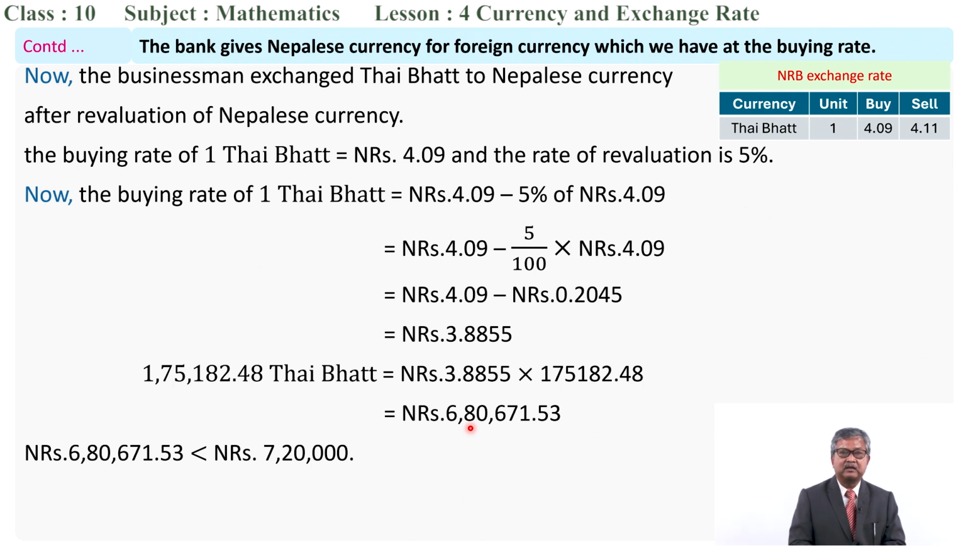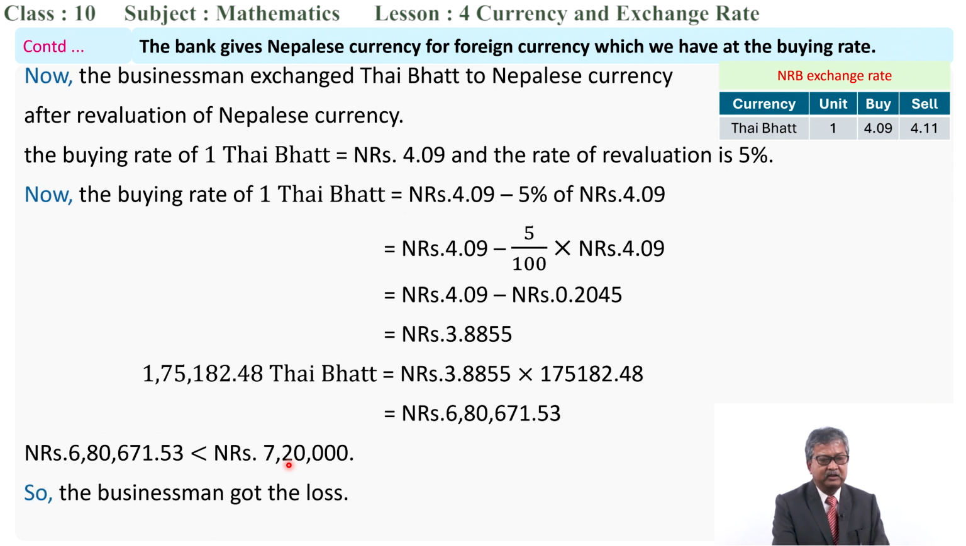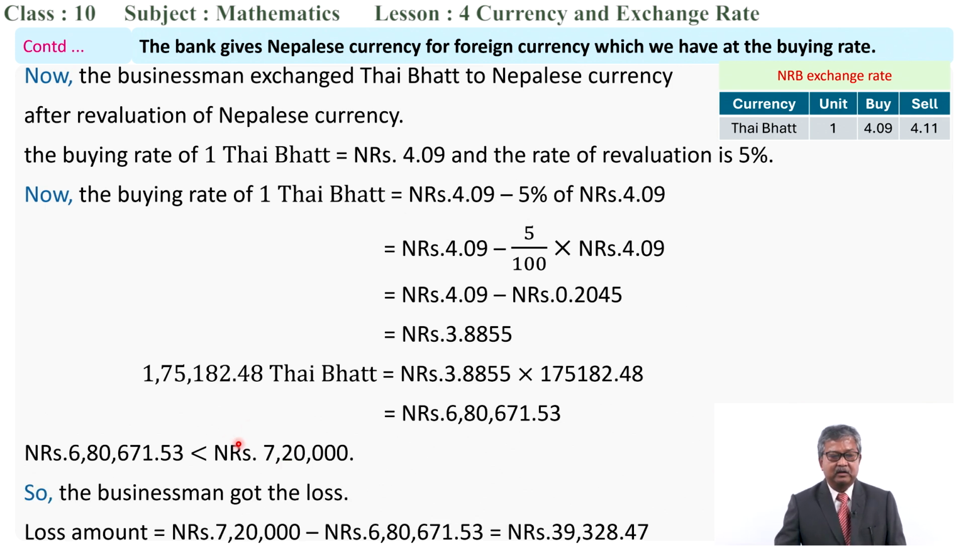So what did you get? Good. He got less. Before, 7,20,000. Now he got 6,80,671.53. So this amount is less than that, isn't it? So that's why the businessman got a loss. So how much loss? 7,20,000 minus 6,80,671.53. Then subtracting, we got 39,328.47. He got this loss after the revaluation.